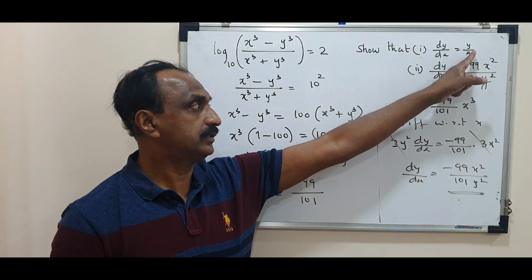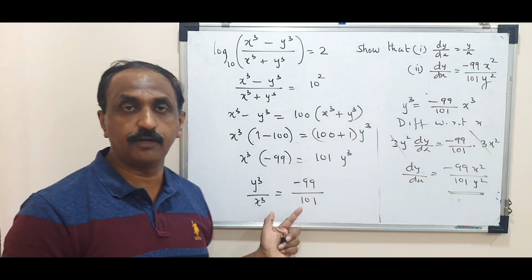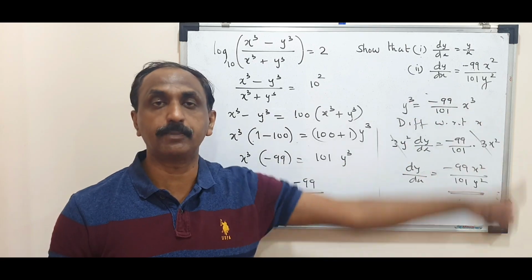So there are two kinds: no constant, and with the constant. No constant, keep the constant alone on one side and differentiate. With the constant, cross multiply and differentiate.